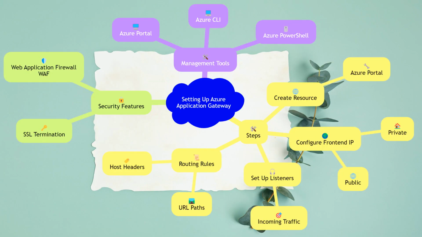Setting up an Azure Application Gateway involves several steps. First, create the Application Gateway resource in the Azure portal. Next, configure the front-end IP, which can be public or private. Then, set up listeners to define how the gateway should listen for incoming traffic. Routing rules are used to determine how requests are forwarded to backend pools based on URL paths or host headers. Additionally, you can enable features like SSL termination and Web Application Firewall (WAF) for enhanced security. These configurations can be managed through the Azure portal, Azure CLI, or Azure PowerShell.